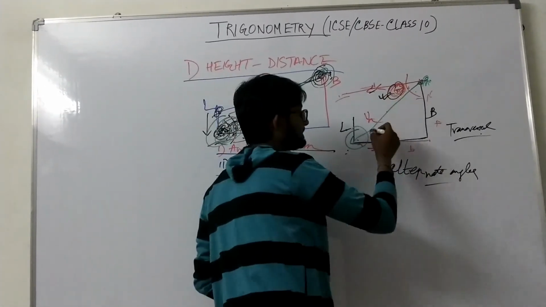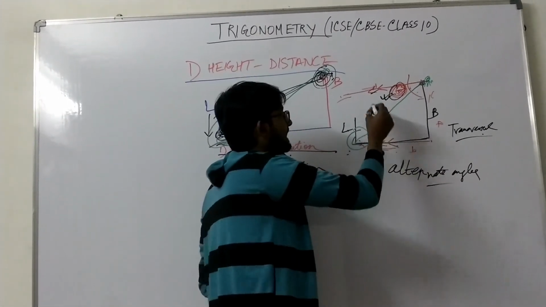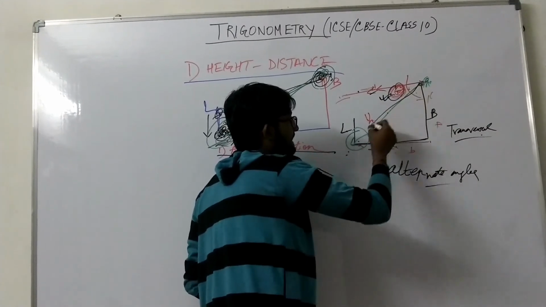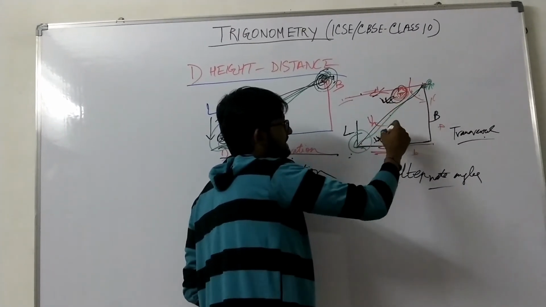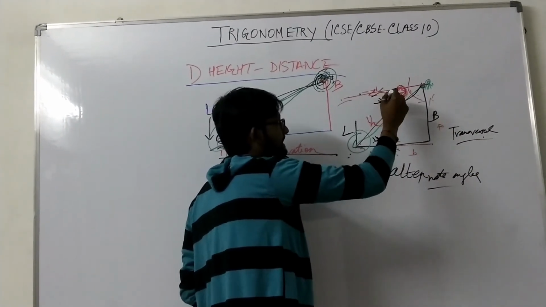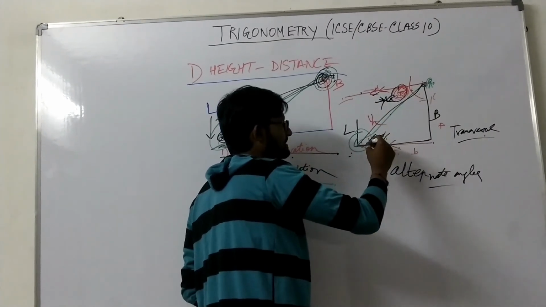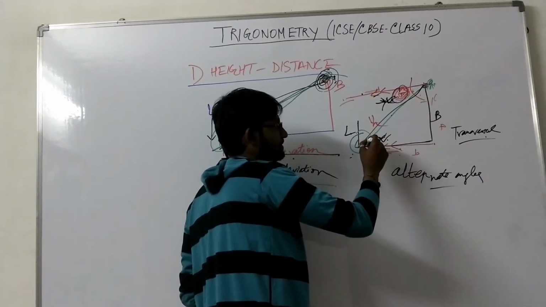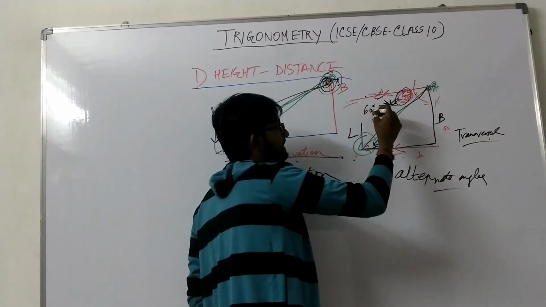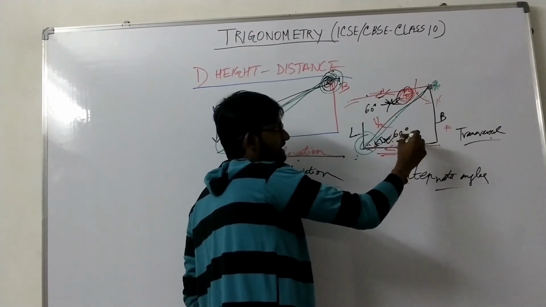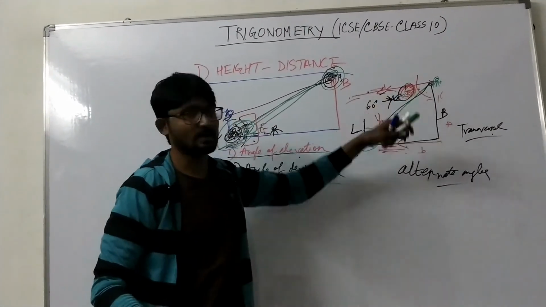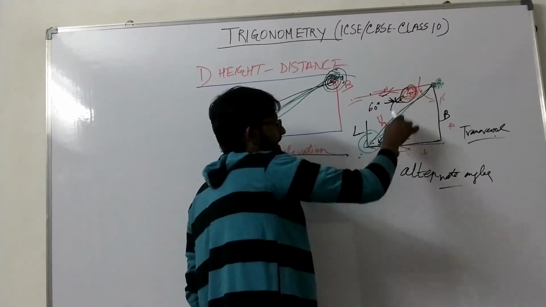So these angles are alternate angles. As these two lines are parallel and this line is the transversal, this angle and this angle are equal. So this is the angle of deviation, and that will be equal to this angle as well. So this will also be the angle of deviation. Suppose this is 60 degrees, so this will also be 60 degrees, as according to parallelism, alternate angles are equal.